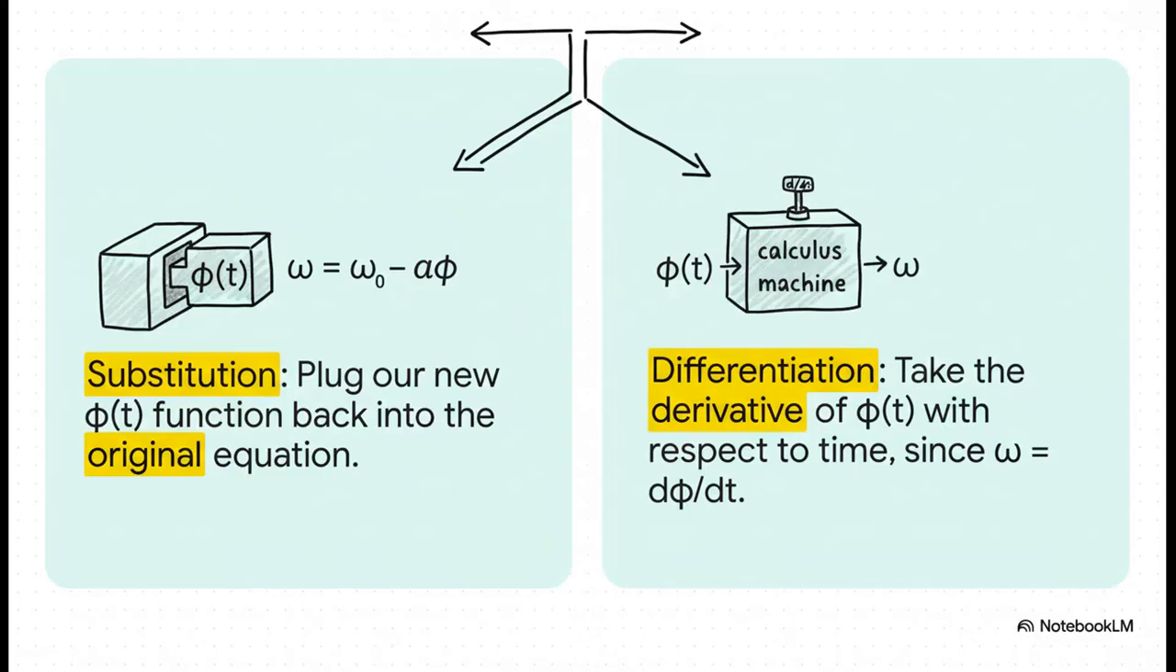And this is where things get really cool. In physics, it's always a good sign when you can get to the same answer in more than one way. We have two options here. Method 1 is pure algebra. Just take our shiny new equation for phi and plug it right back into the original equation from the problem. Method 2 is pure calculus. We just remember our definition that omega is the time derivative of phi.